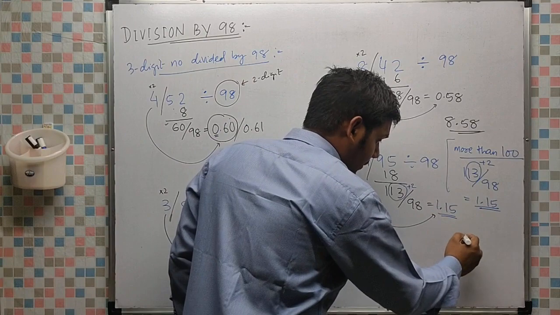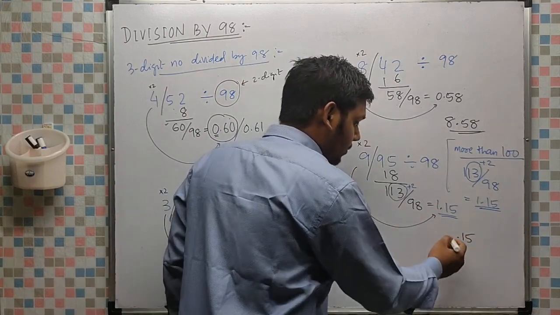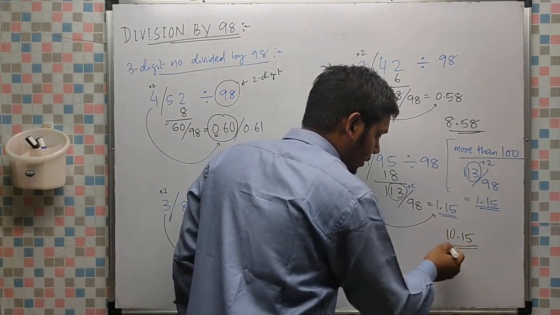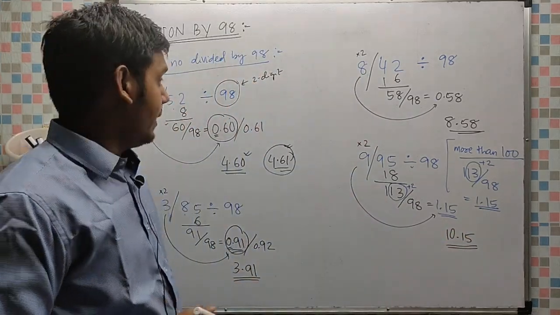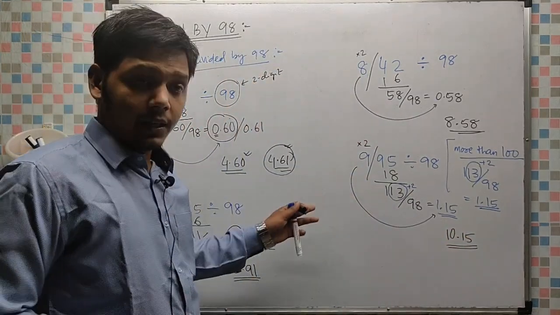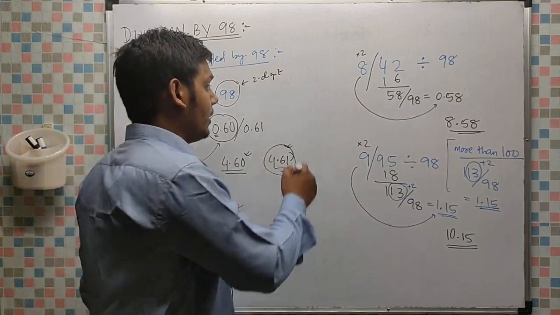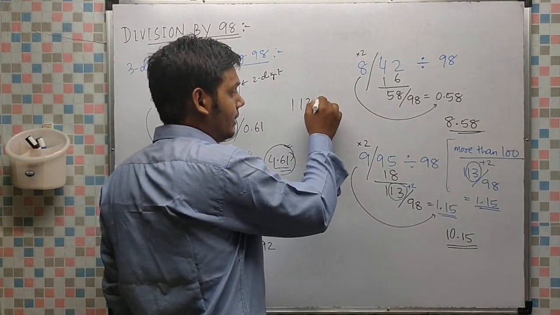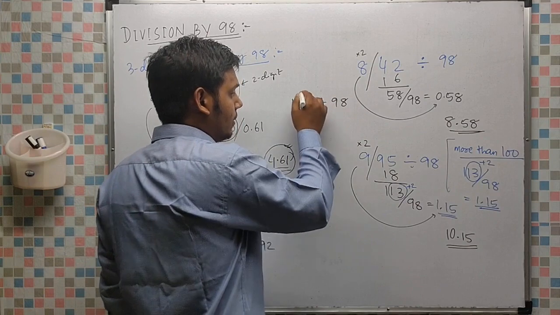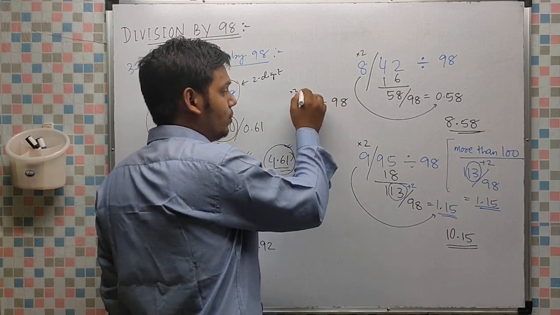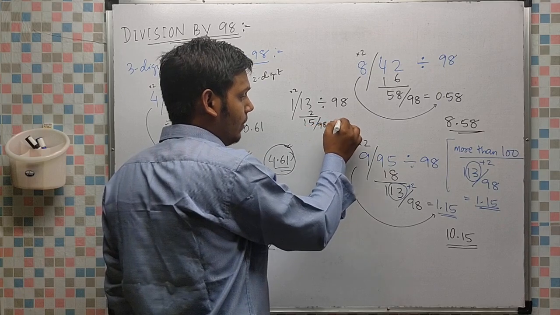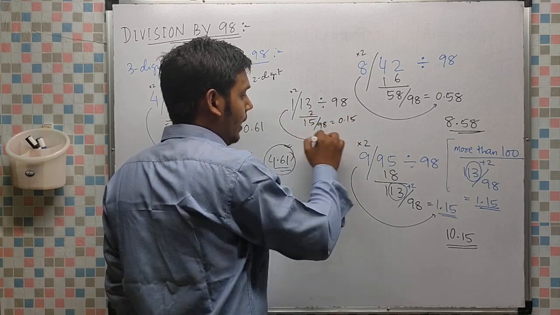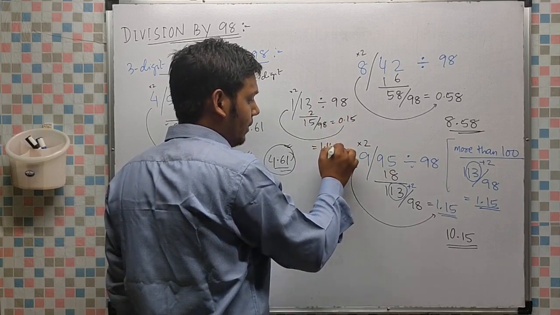So 0.15 you have to write first. 9 plus 1, that is 10. The answer is 10.15. So why am I adding 2? If you go back to the earlier method, 113 divided by 98, you will get the same result. Separated 1 into 2, how much? 2. That means 15. 15 by 98 is how much? 0.15, and that is 1.15.